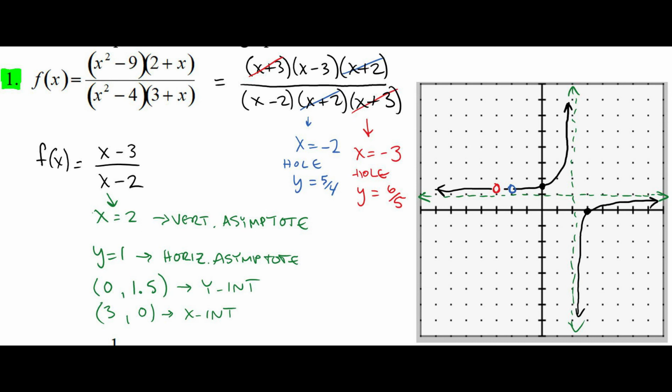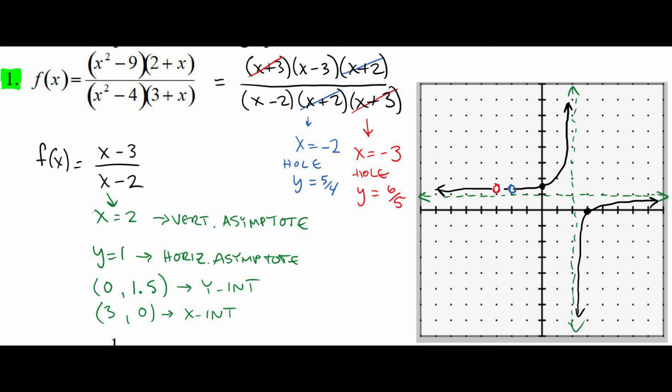So the first thing you've got to do on this problem is factor out everything into all of its factors, so that you can see if something cancels, because if something cancels, that will lead to some other stuff, and I'll show you what I mean. So x squared minus 9 is going to factor into x plus 3 and x minus 3. Similarly, on the bottom, x squared minus 4 is going to factor into x minus 2, x plus 2.